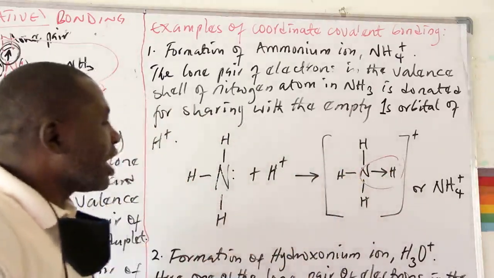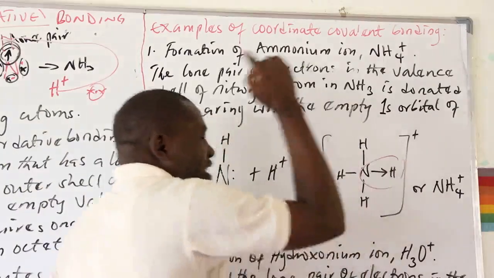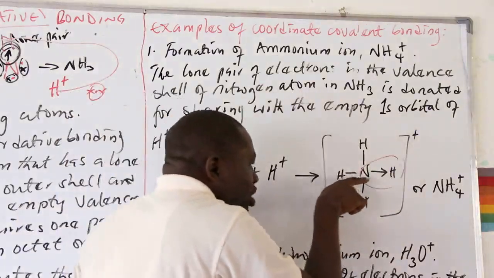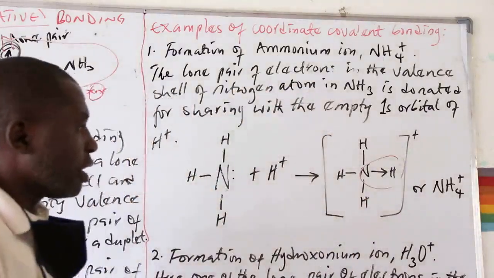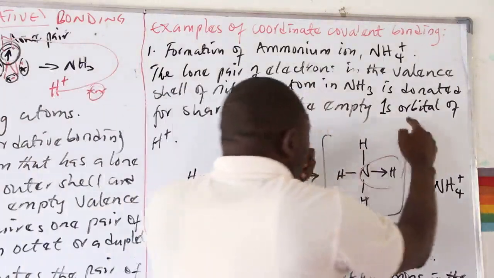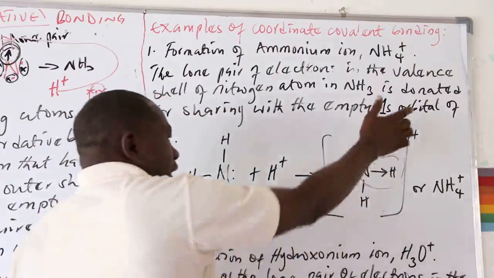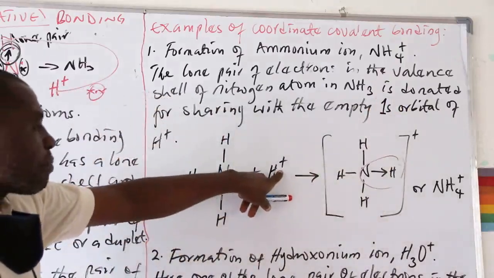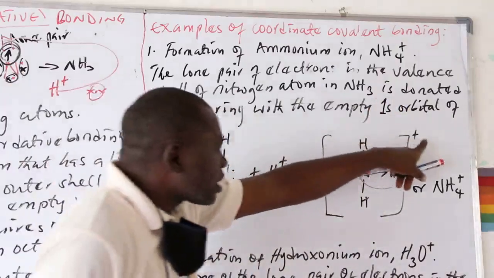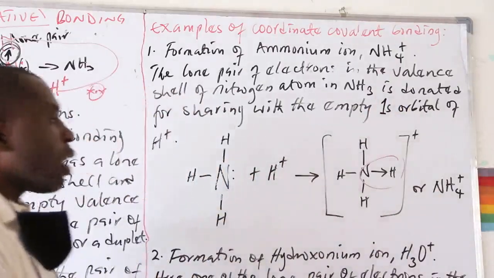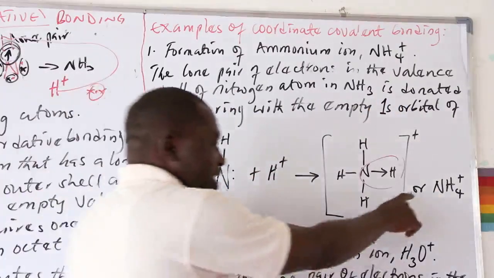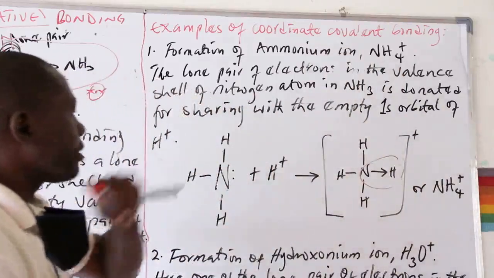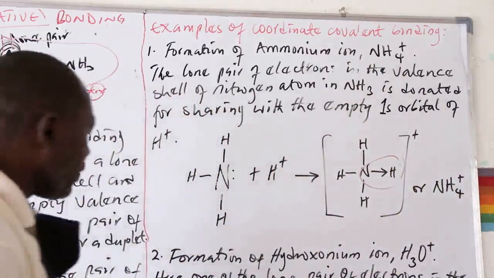From seeing this, you know that it is nitrogen that is contributing. Hydrogen is not bringing anything, because the arrow goes from nitrogen to hydrogen. Okay? And then you enclose it in a square bracket and a plus sign. Remember, the hydrogen is coming with a positive sign here. So the positive sign is what we are putting here. Or what we normally see is written NH4+.